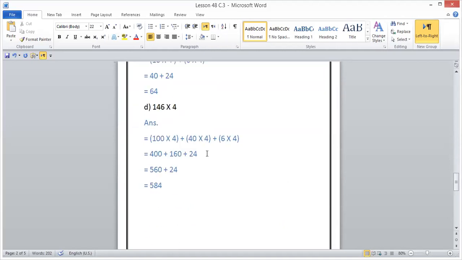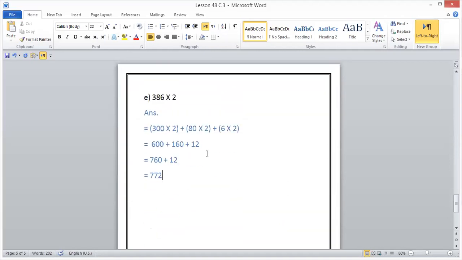So you have learned both methods, simple multiplication and the partition method also, which will help you to multiply numbers. Okay. So is it clear, guys? The last question.